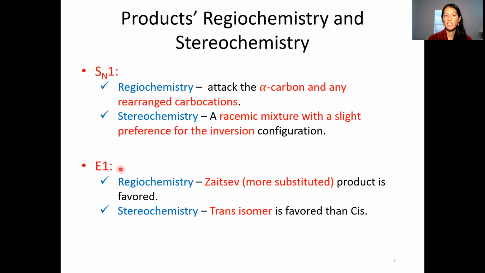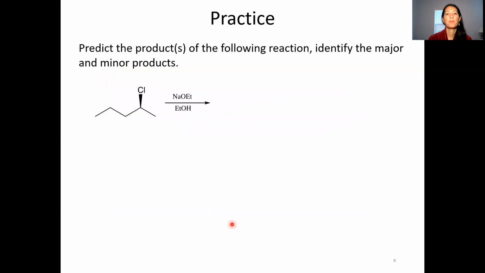E1 is elimination, but through a carbocation. Still, the more substituted Zaitsev product is formed and the trans isomer is preferred.